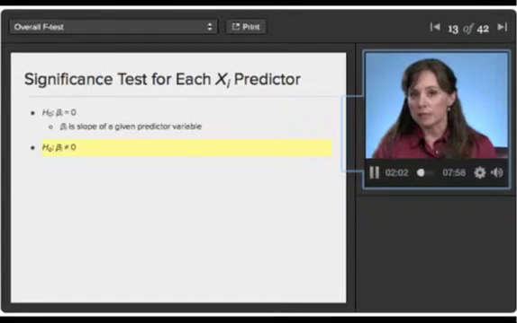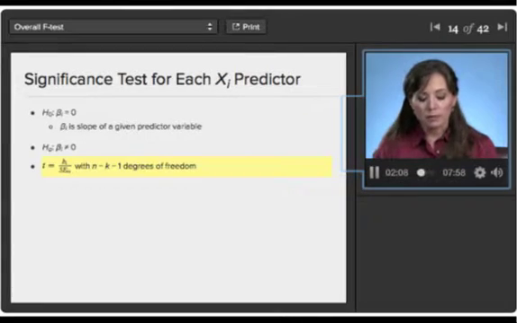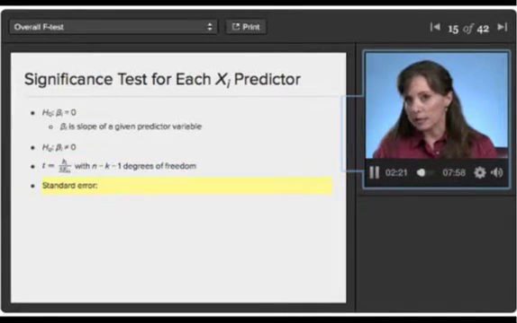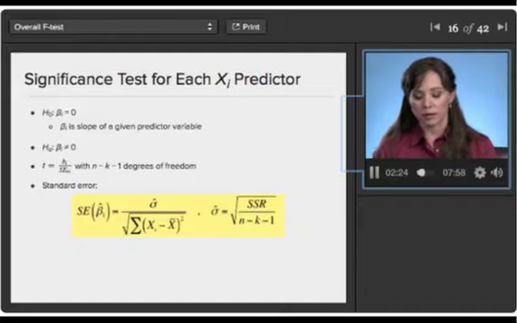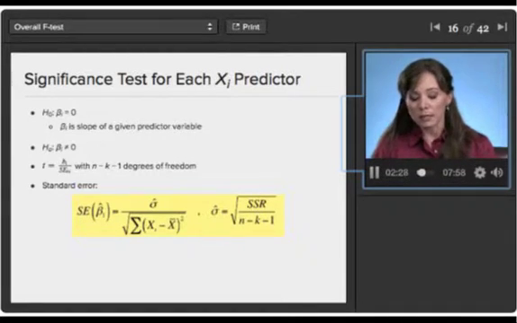Each of these is a different t-test, where the t-statistic is just the parameter estimate, or the coefficient estimate, divided by the standard error for that particular slope. These are all given in a regression output. The standard error of beta also has its own calculation. We've seen this before when we were doing simple linear regression, and it really doesn't change now, except that we have i predictors instead of just the one predictor.